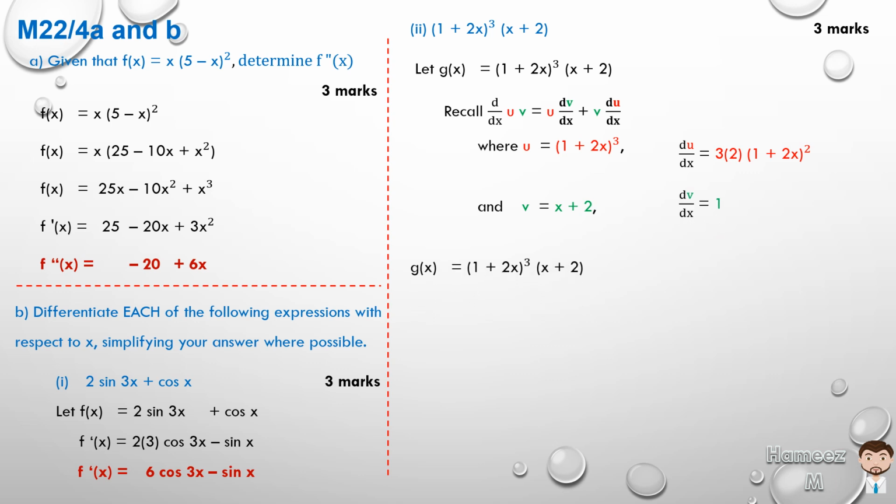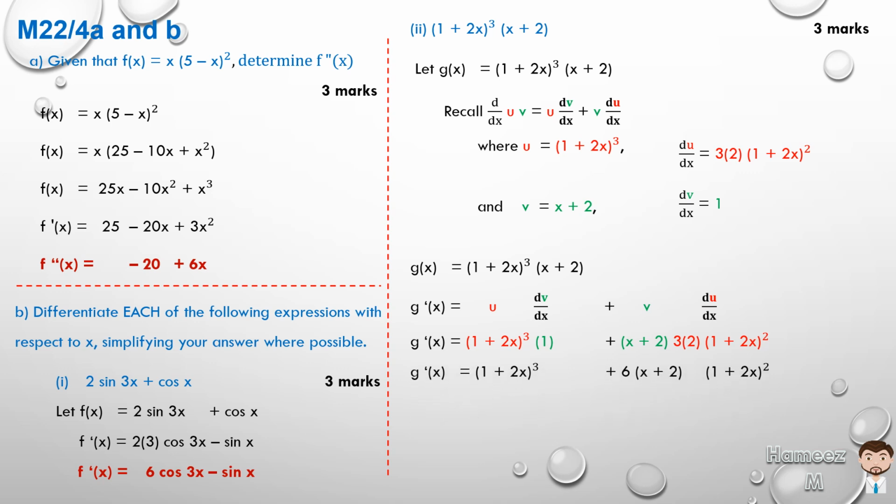So g of x is equal to 1 plus 2x cubed by x plus 2. So g bar x will follow that formula, u dv dx plus v du dx. And if we substitute, it will give us 1 plus 2x cubed by 1 plus x plus 2, because that's v, by 3 by 2 by 1 plus 2x squared. So work it out, it will give us 1 plus 2x cubed plus 3 twos are 6 by x plus 2 by 1 plus 2x squared.